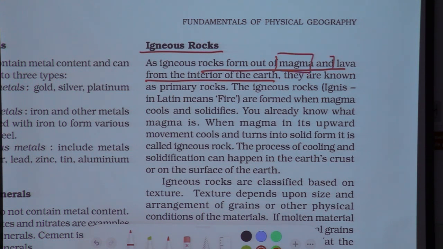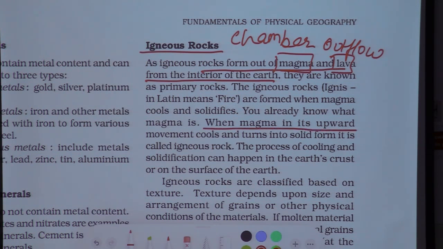These 2 terms can be further distinguished. When I say magma, I correlate it with a chamber. And when I say lava, I'm talking about outflow. Both of them basically correlate with molten rock material, but they are different from each other. When the magma, in its upward movement, cools and turns into solid form, it is called igneous rock. Igneous rocks are classified on the basis of texture.